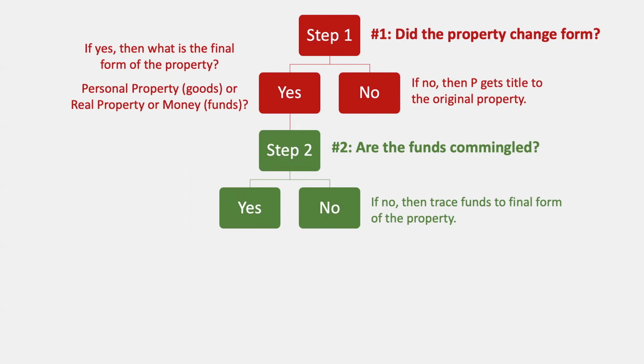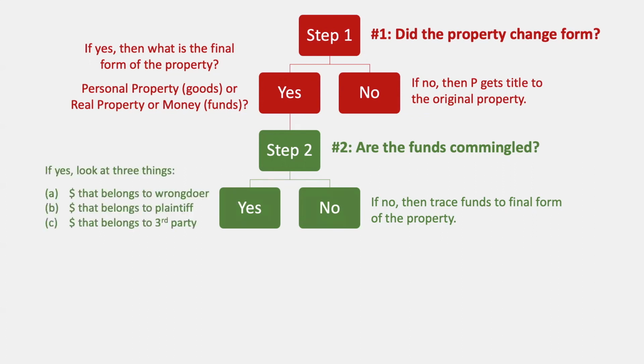But if the funds were commingled, well, you now need to look at three things. What money belonged to the wrongdoer, what money belonged to the plaintiff, and what money might have belonged to a third party. Sometimes you have a third party's interest in there as well, and that makes it even more complicated. But in the G&M case, we only had the wrongdoer and the plaintiff's money. If the answer is yes, well, then what is the pro rata share? How much of each person's money or property went into buying this new form of property? And then you know what percentage of ownership they get.